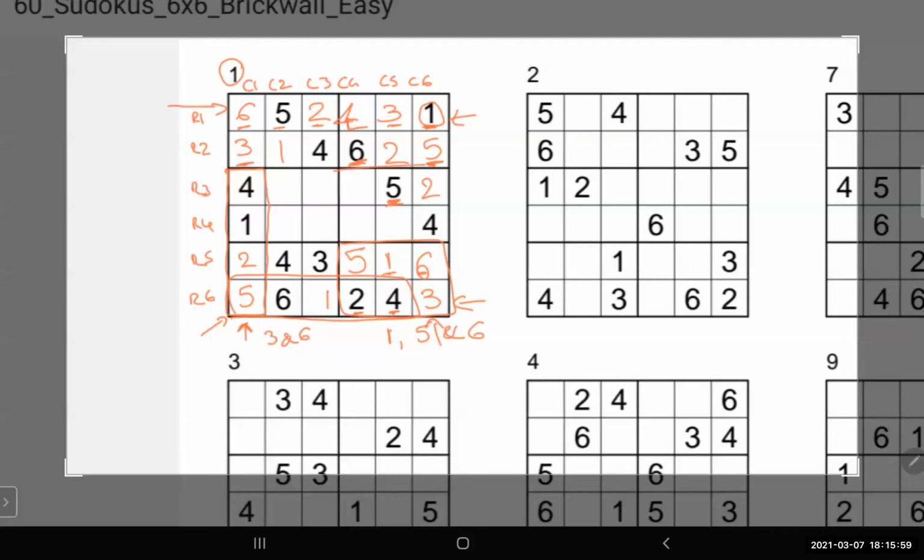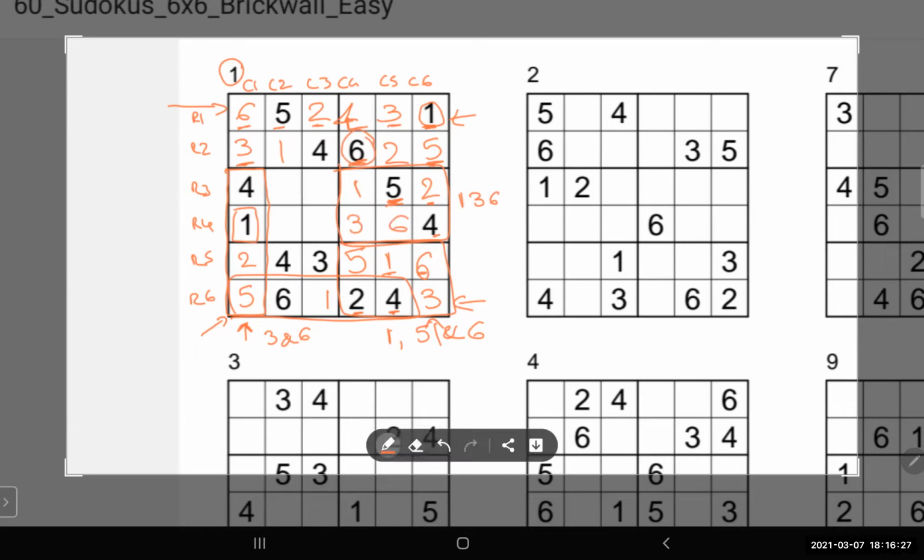Now look at this grid. You have 2, 4, 5, right? What are the missing numbers? 1, 3, 6, sir. Now look at this 1. Can I have 1 here? No, sir. So this is 1. And here I have a 6. So this is 3. This is 6.